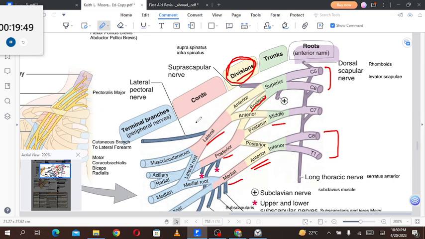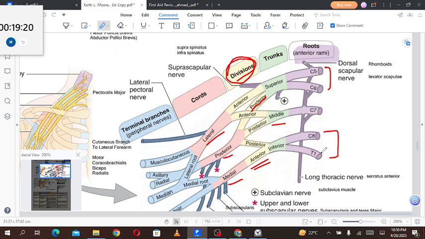So I will revise up till here. Firstly, C5, C6, C7, C8 and T1 were the root values that were emerging out, and these are anterior roots basically. Because in the spinal cord, there is a butterfly inside, and the posterior or dorsal roots are for sensory purposes. The brachial plexus nerves are motor nerves, so they are definitely emerging from the ventral roots. So these are ventral roots of C5, 6, 7, 8 and T1.